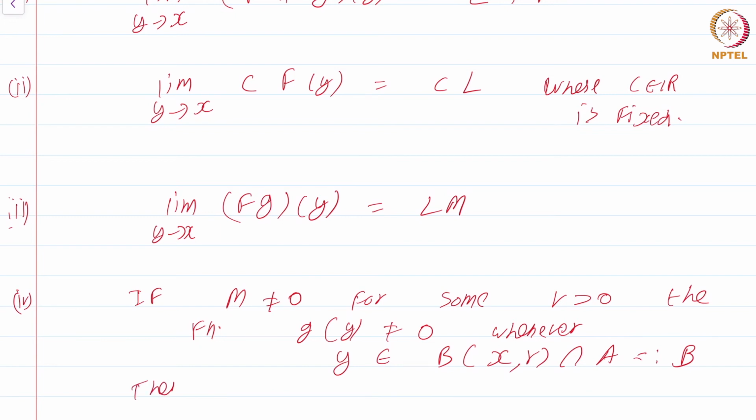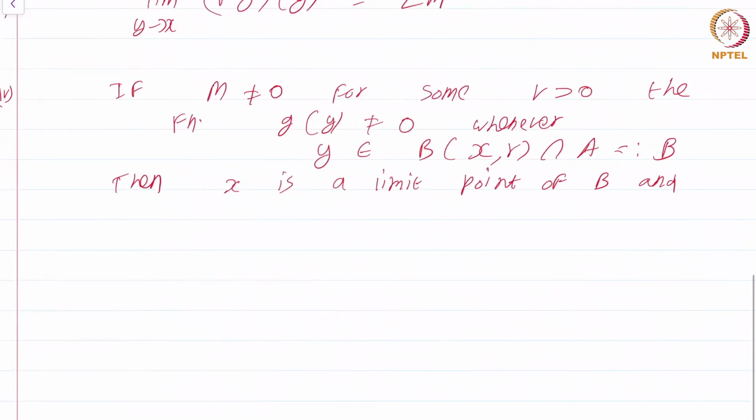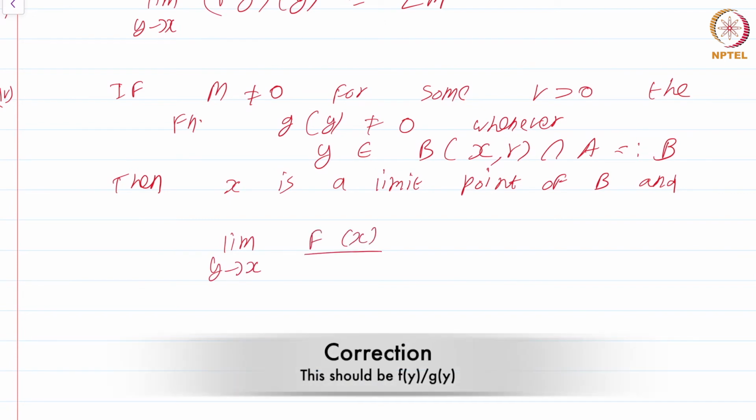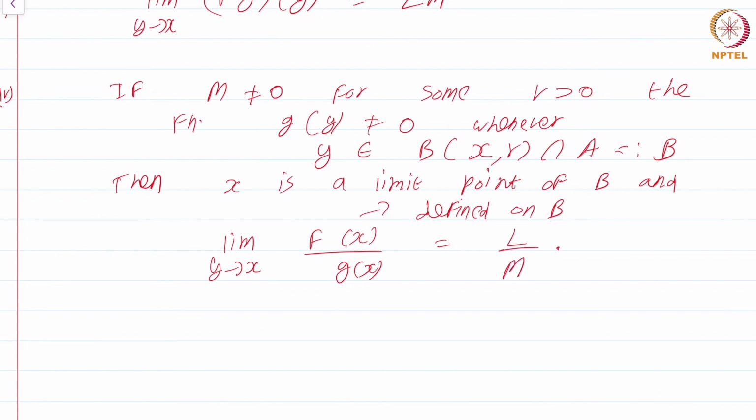Then x is a limit point of B and the limit as y goes to x of f of y by g of y, this is defined on B, is equal to L by M. A bit wordy, but I want it to be a bit precise.